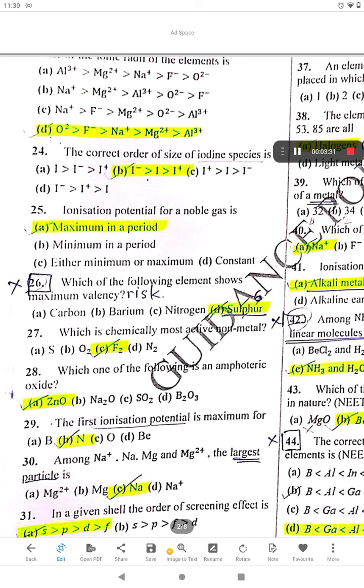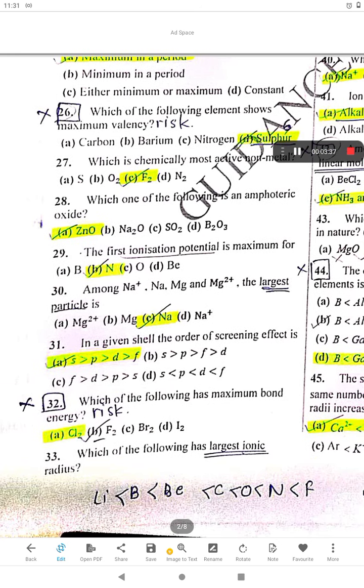Okay. Then the next wrong one is 32nd. Which of the following has maximum bond energy? Now this question is a very important question. This can occur in the chemical bonding test also, because bond energy means bond dissociation enthalpy. Now we will think that fluorine is the smallest of all these 4 options, that is chlorine, fluorine, bromine, iodine. Fluorine is the smallest. So fluorine will have large bond dissociation enthalpy. But it is not like that.